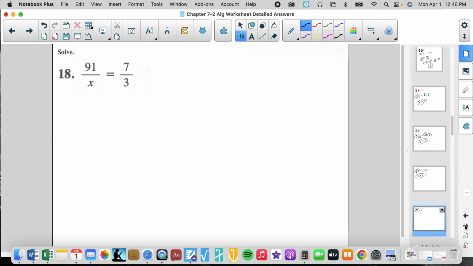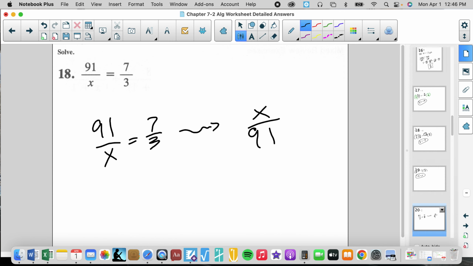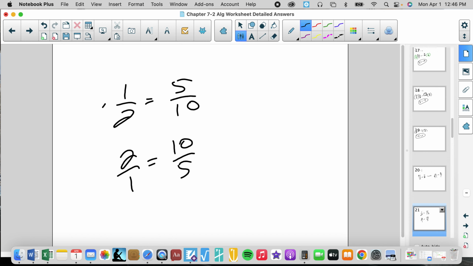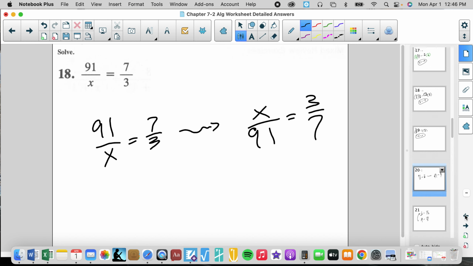All right, let's show you another trick. Here's an interesting trick, kids, that this can equal this. If you flip the left side and flip the right side, those are still equivalent fractions. Let's think about it. 1/2 equals 5/10, and 2/1 equals 10/5. That will always be the case. That is still true. So we don't like our variable being in the denominator, so we'll flip both sides, and then we'll multiply by 91.